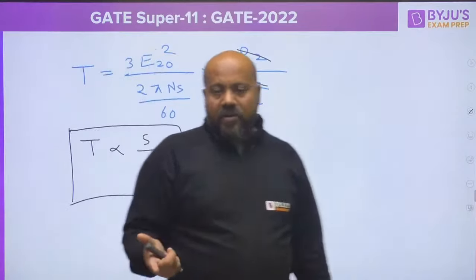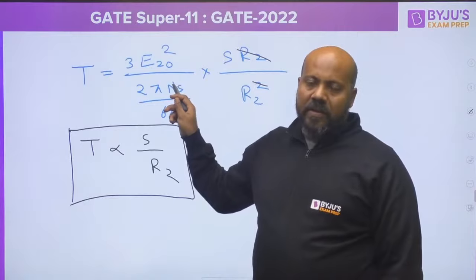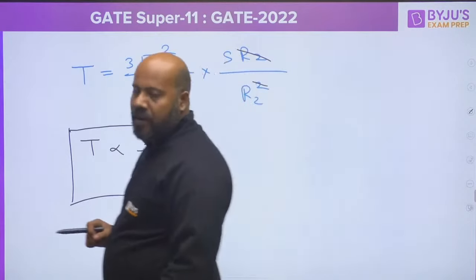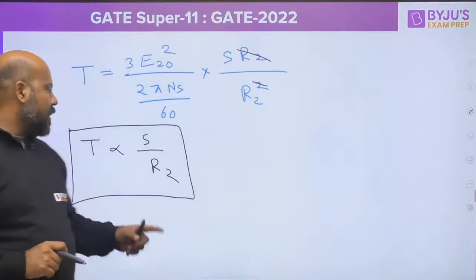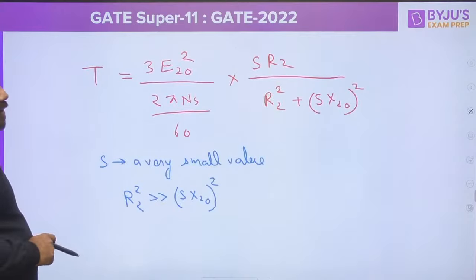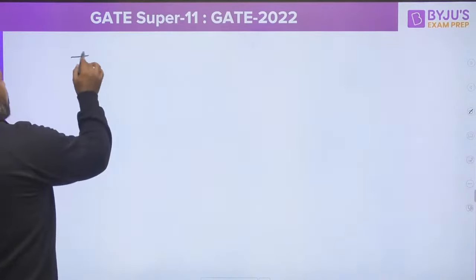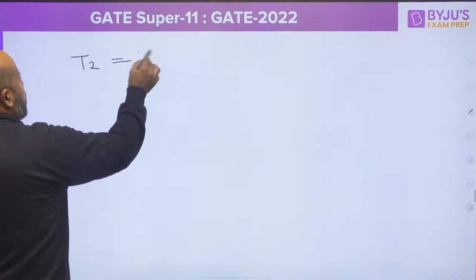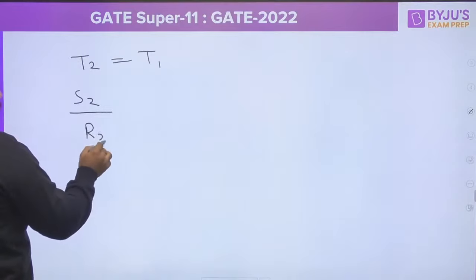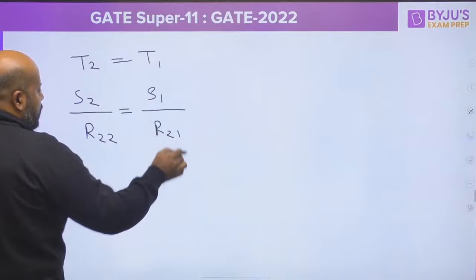If the supply voltage is constant, this is also going to be constant, and if the frequency of the supply is not changed, then the synchronous speed is also not going to change. So you can say the torque is directly proportional to the ratio of the slip and the rotor resistance. Now please understand, if the torques in both situations are the same, you can write slip for the second case and rotor resistance for the second case, and slip for the first case and rotor resistance for the first case, like this.